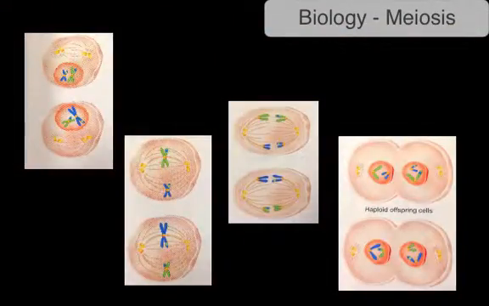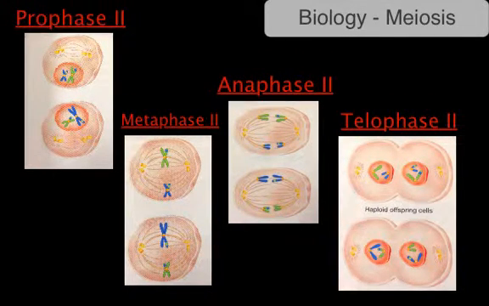Okay, meiosis 2. Prophase, metaphase, anaphase, telophase, all with the Roman numeral 2 beside it. In prophase 2, we've got a new spindle that forms around the chromosomes. Okay, we actually didn't have any unwinding and unzipping. We just have the chromosomes still intact.